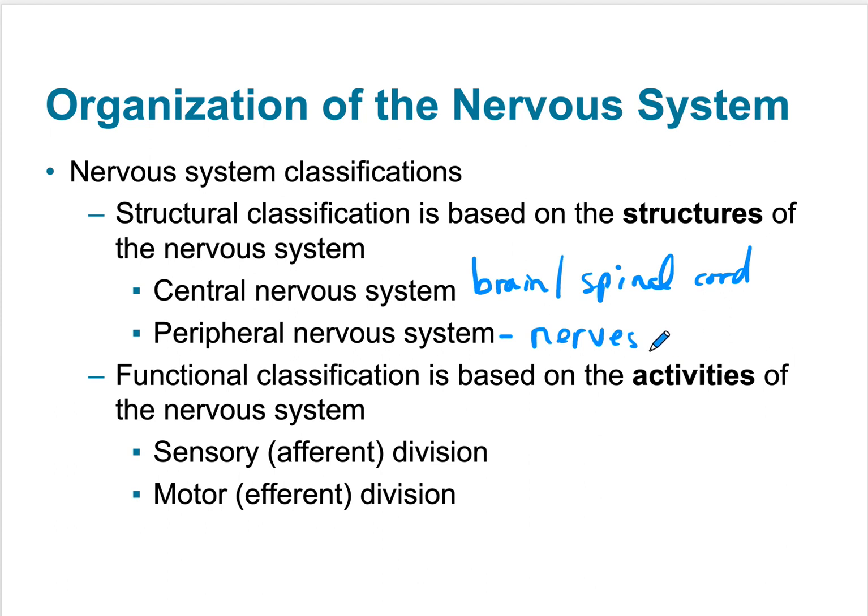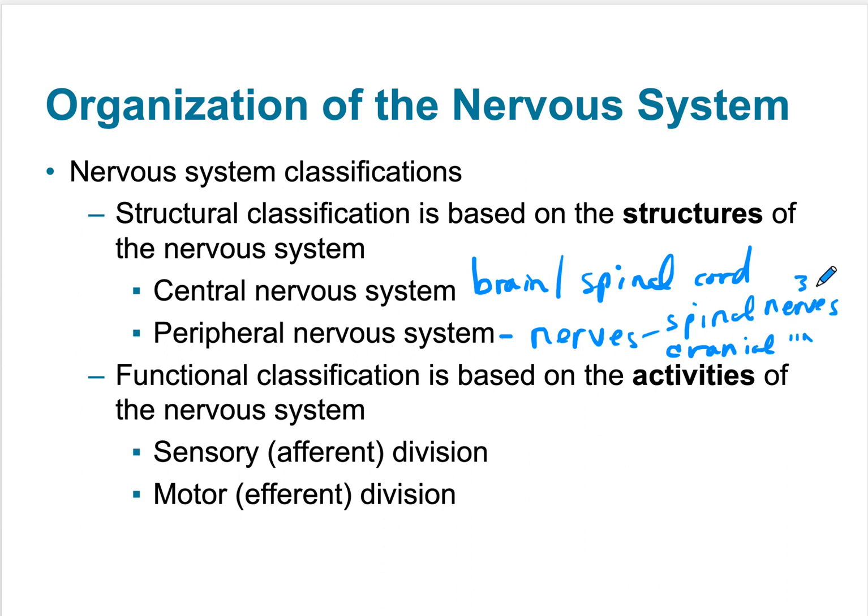And our peripheral nerves are made up of spinal nerves. So we've got spinal nerves, and we have something called cranial nerves. Spinal nerves come off of the spinal cord, and cranial nerves come off of the brain. It's supposed to be nerves, so I'm just going to put a little sign there, nerves, okay?